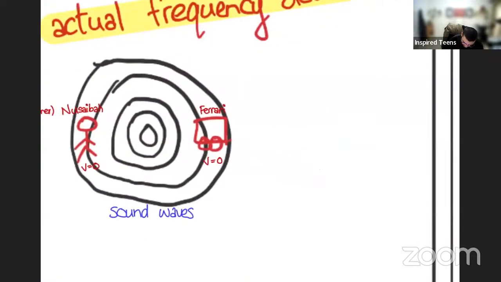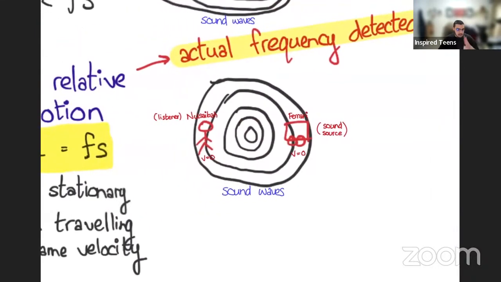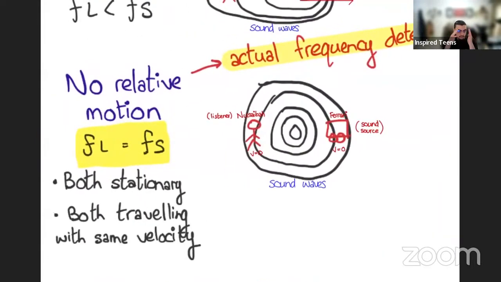Okay, let's just clarify that this is indeed the sound source. Okay, and this Ferrari is hooting for some reason. Maybe Nusayba is standing in the middle of the road and this guy is hooting to get her out of the way. Okay, but they are both stationary. Okay, and the actual frequency is detected, meaning the frequency that the listener observes will be equal to the actual frequency emitted by the sound source.